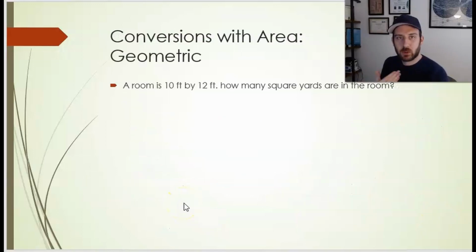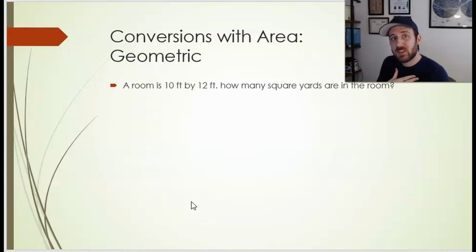Now that we've been able to review how we can convert from one unit to another, it's important that we take a look at how that becomes a little tricky when we're dealing with dimensions like area and volume. So I've got an example here. A room is 10 feet by 12 feet.